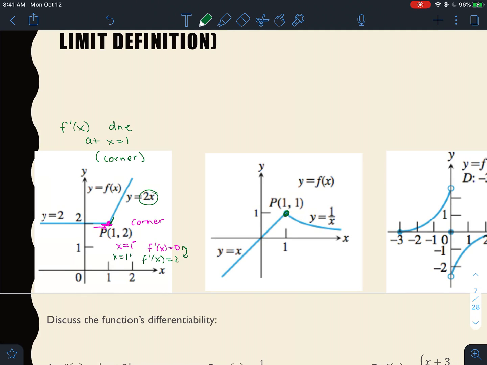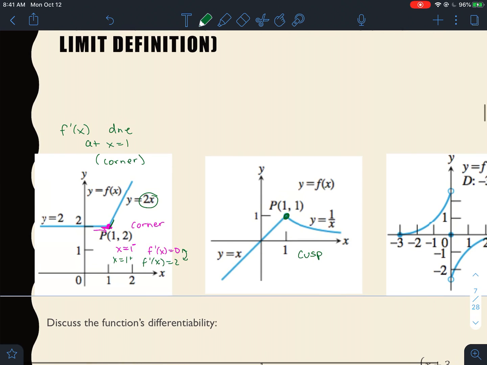On the second graph, you have a line meeting a curve, and that is what we call a cusp. So when a curve meets a curve or a line meets a curve, we have a cusp. And for the same reason, the derivative won't exist there, because if I look at the derivative coming from the left-hand side, so if I want to approach 1 on the left-hand side and take the derivative, f prime of x would be the slope of that line. And since the line is y equals x, the slope of that would be 1. But if I come for the derivative from the right, that would be the function 1 over x. And the slope of that obviously is different.